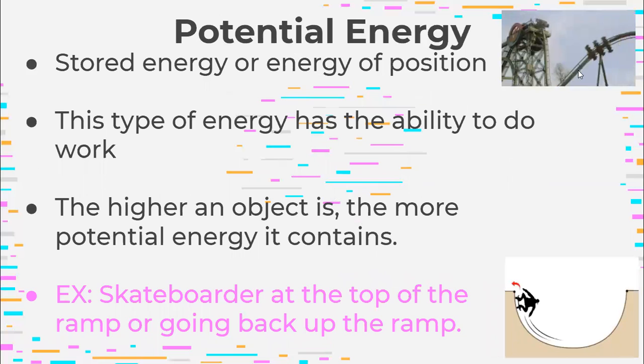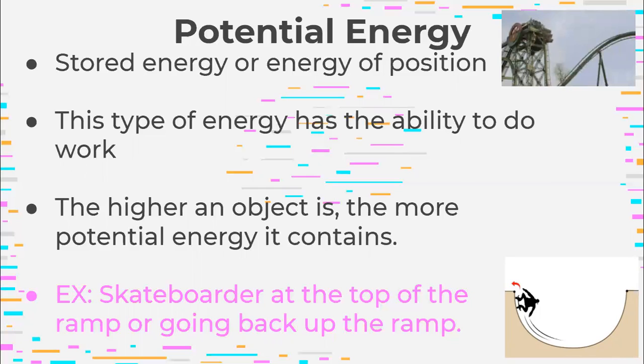Potential energy is the opposite. Potential energy is stored energy, energy of position. That means it's not moving at all, or it's moving very little. If something is 100% potential energy, that means it is not moving at all, not even a little bit. If you put your book on a tabletop, it has 100% potential energy because it's not moving.